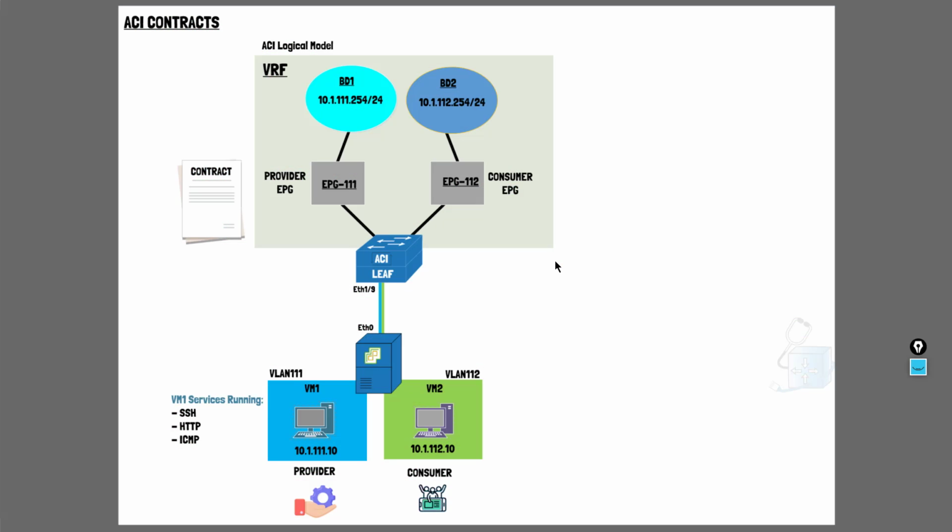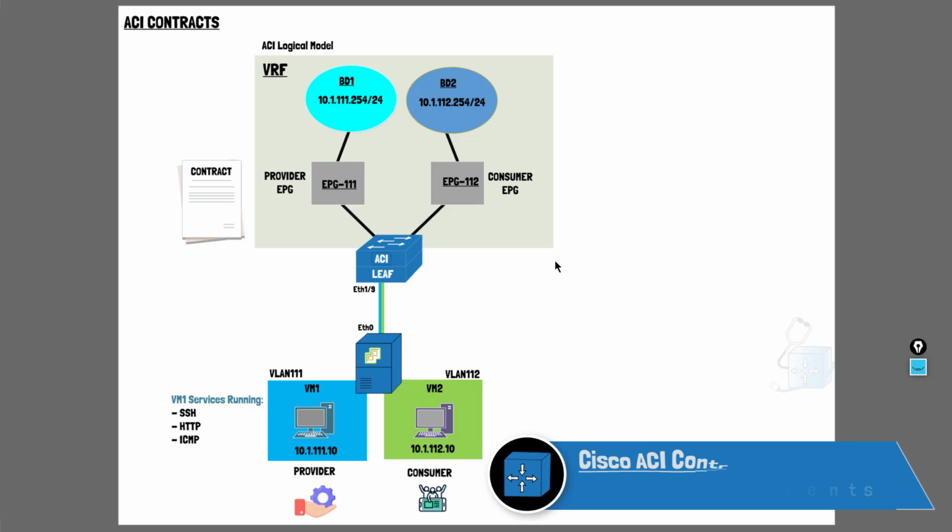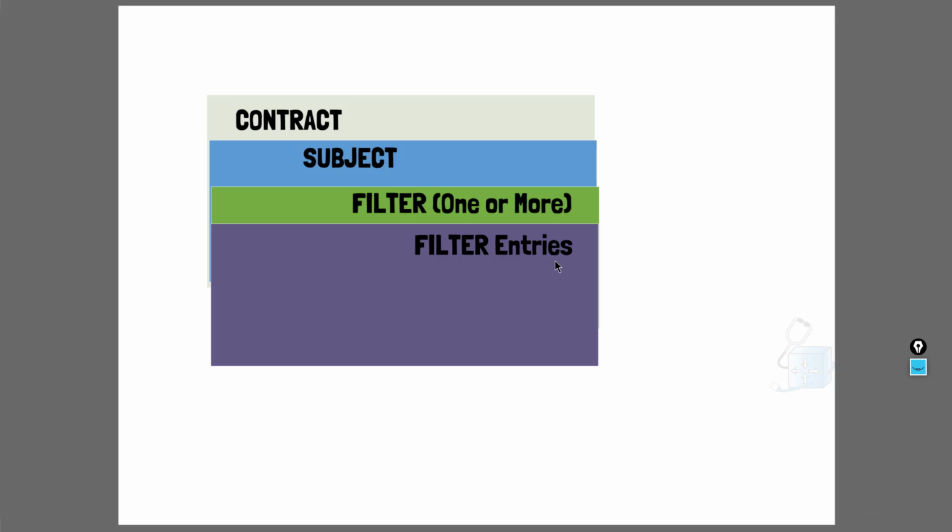Now moving on to the contracts, let's see how we actually configure the contracts and what the contract components are. I just made a diagram of this: the contracts contain subjects, only one subject per contract. The subjects contain one or more filters, and the filter contains the filter entries.